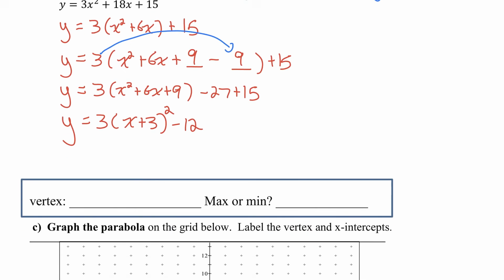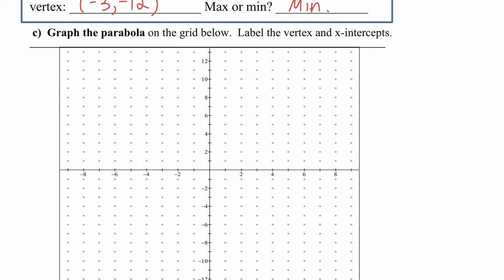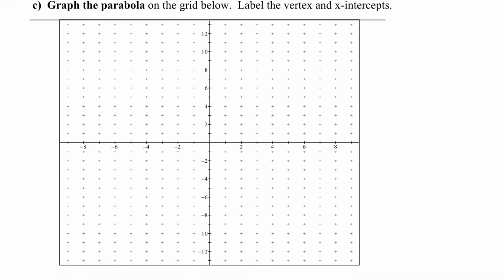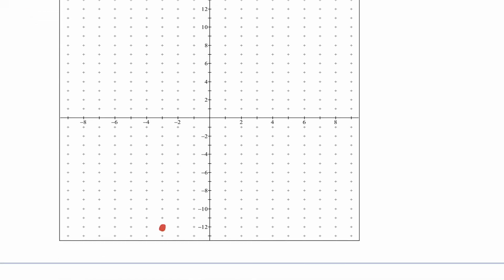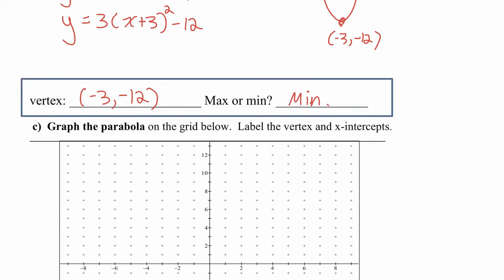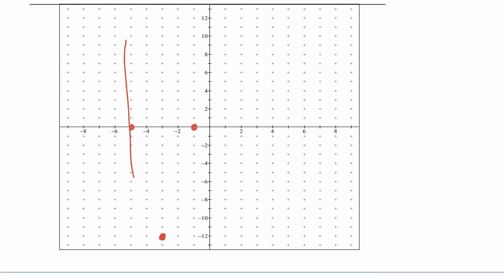The vertex is h, k, which would be negative 3, negative 12. And because the a value is positive, I know this quadratic opens up. So that vertex, negative 3, negative 12, is at the bottom of the parabola, so it is a minimum point. The last thing we have to do is graph this parabola on the grid below. So I'll graph the x-intercepts and the vertex. The vertex was at negative 3, negative 12. And the x-intercepts, let me look back, were at negative 5 and negative 1. And there's the graph of my parabola.